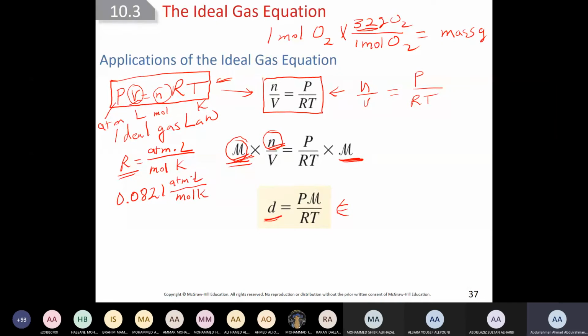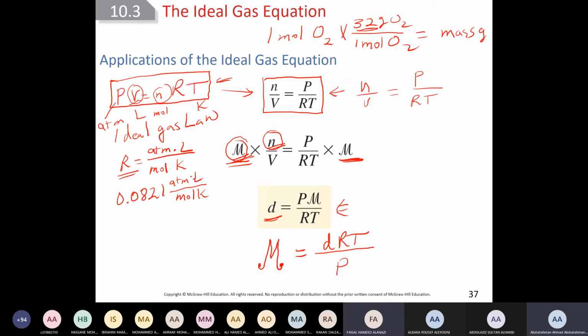Is this clear? Also, if I want to calculate only the molar mass of any gas in gram, what's this equal to? It's DRT divided by P, pressure. Exactly. Fantastic.